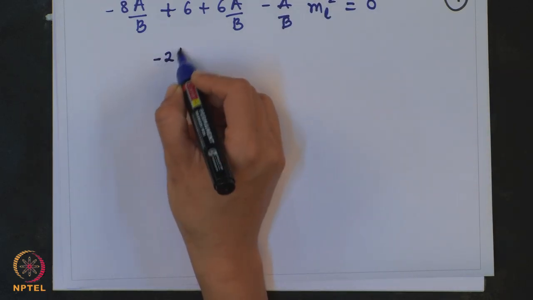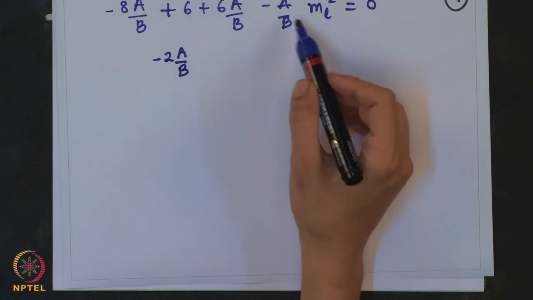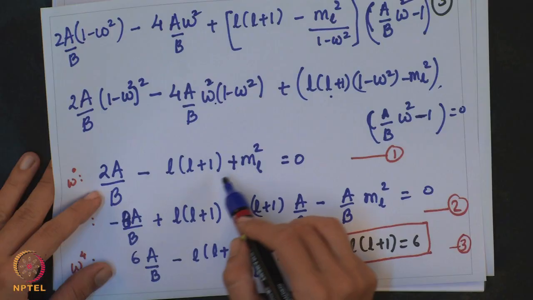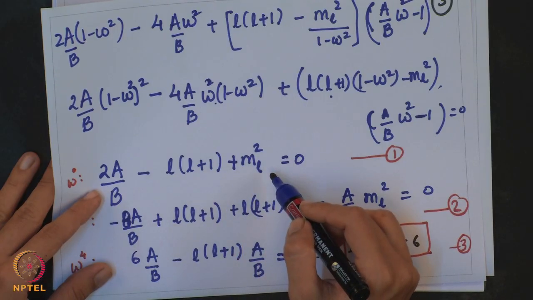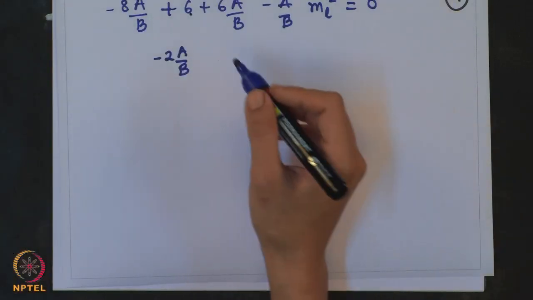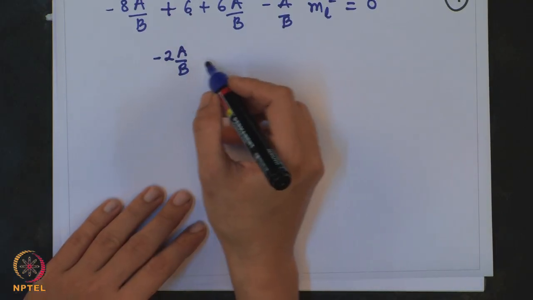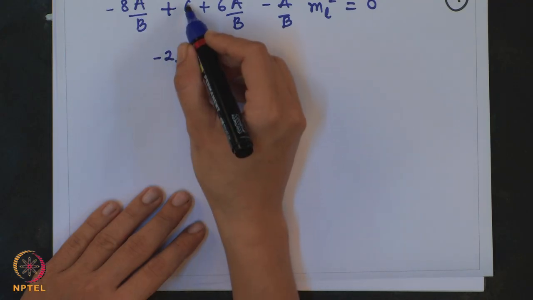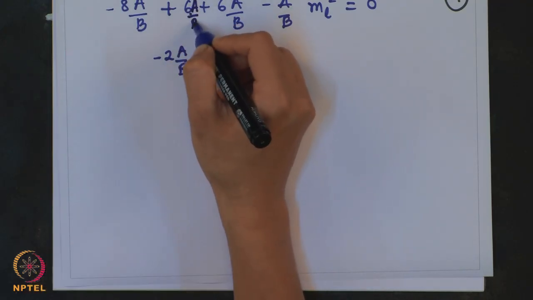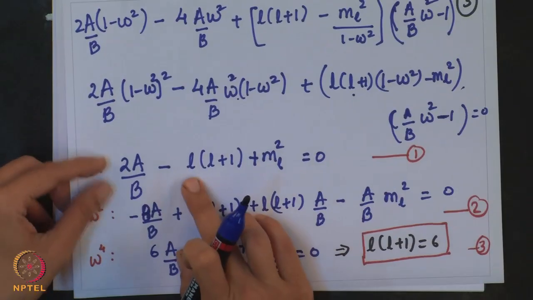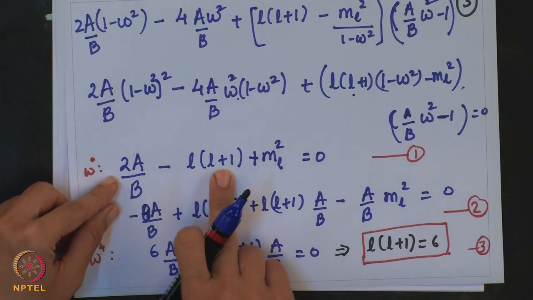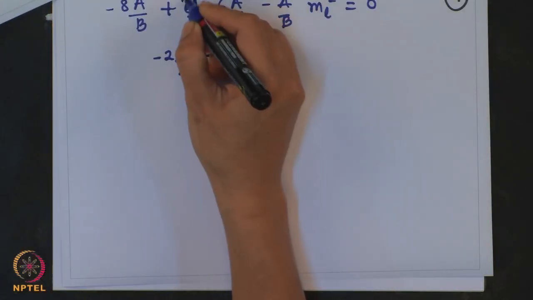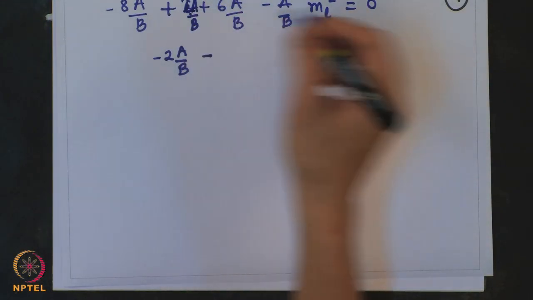So minus 2 A by B. I can also make here a substitution for L into L plus 1, which is 2 A by B minus ml square. That is one way to look at it. So this can be rewritten as minus this, here I can write it as 6 A by B. Here you can see L into L plus 1, this term I can write as 2 A by B minus ml square.